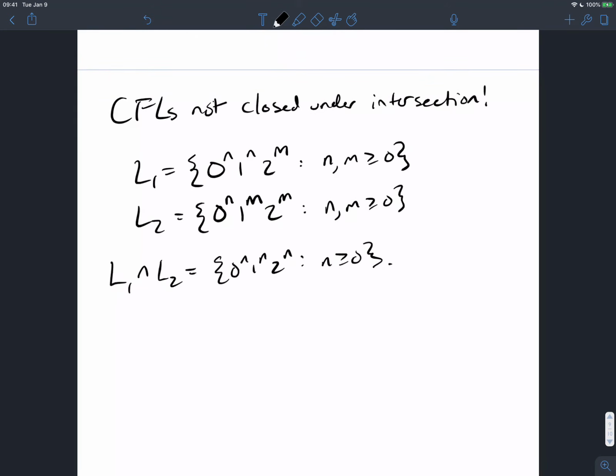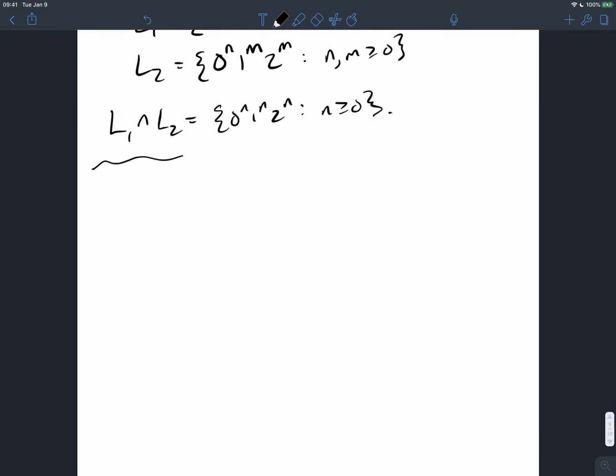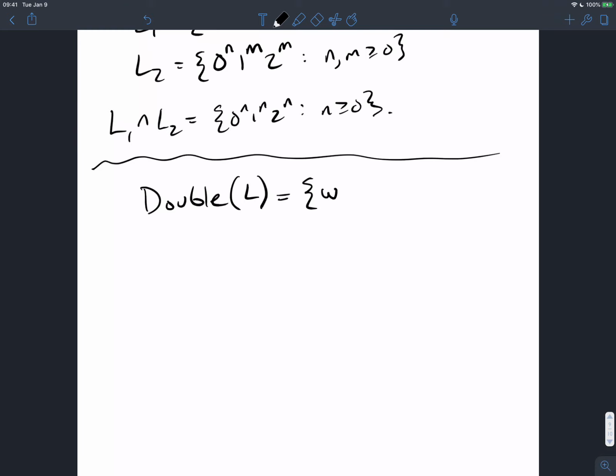Do you want to do another pumping lemma example? Sure. Okay, so let's do a rather famous one. I call this one double. It takes a language L and it's kind of like the palindromes where you have the second part reversed, but here we're going to not reverse the second one.